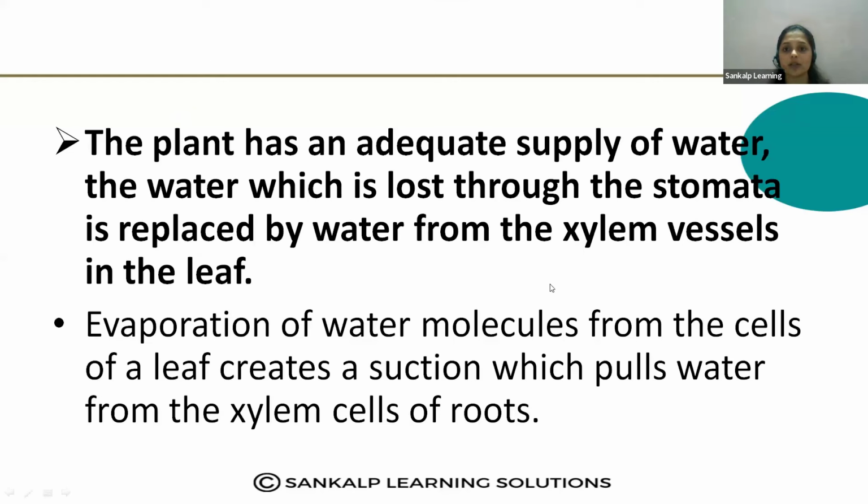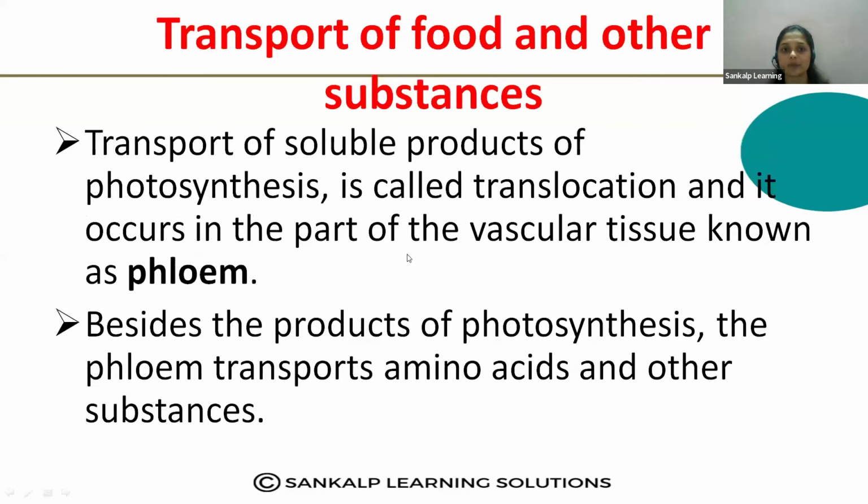So that is how the water is transported in the xylem. Then how the food substances like the product of the photosynthesis are transported, through the phloem. The phloem is able to transport the soluble product of the photosynthesis, that is called translocation. The soluble product of the photosynthesis that is transported in the plant's body, that is called translocation. Not only these products, some amino acids, some essential nutrients are also transported by the phloem.